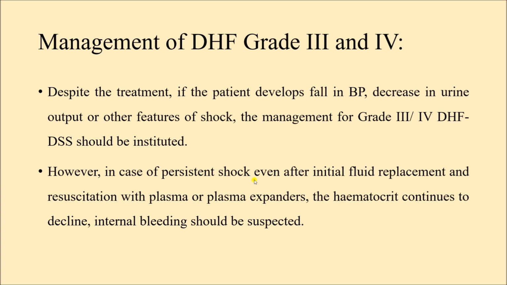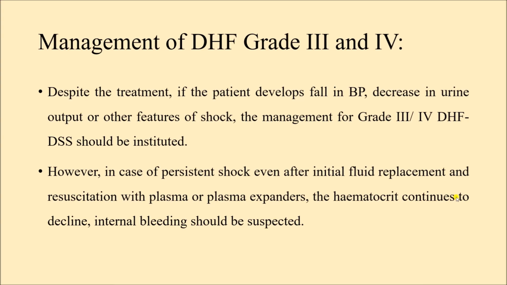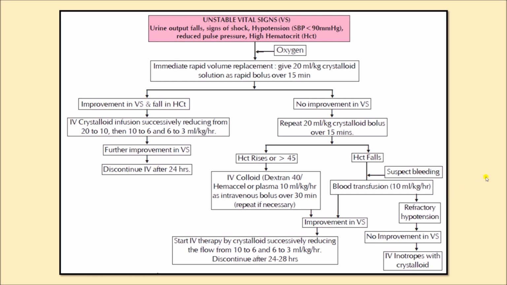However, in case of persistent shock, even after initial fluid replacement and resuscitation with plasma or plasma expander, if the hematocrit continues to decline, we have to suspect bleeding. If you remember, you already mentioned this in case of DHF grade 1 and grade 2, and we can suspect internal hemorrhage, and we have to initiate blood transfusion. Okay, so what is the algorithm here?